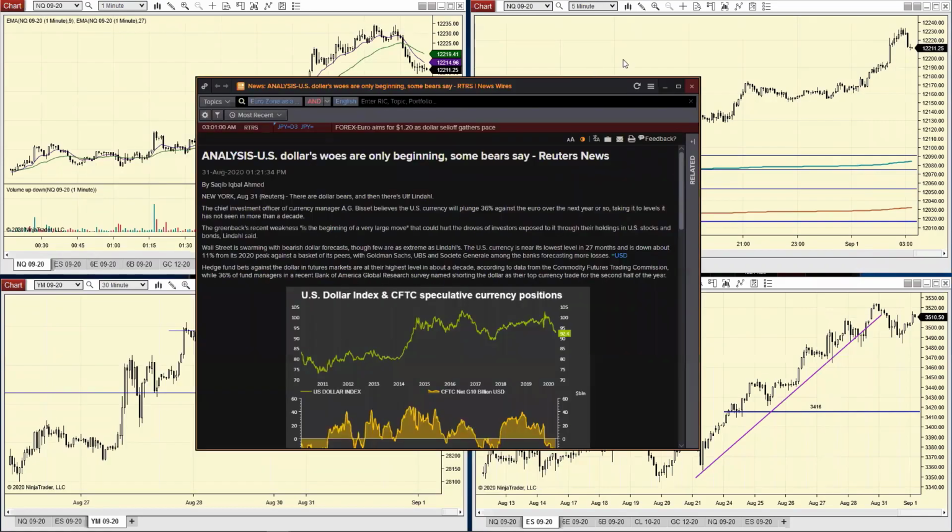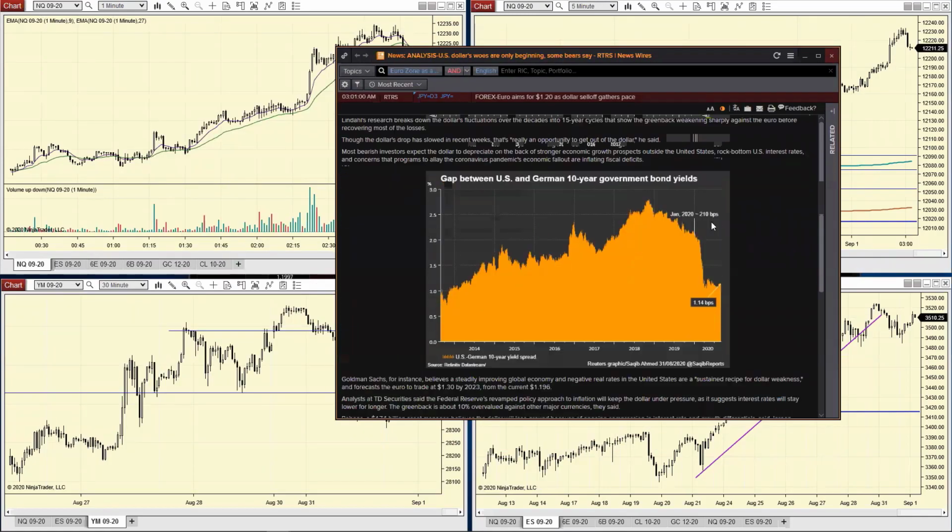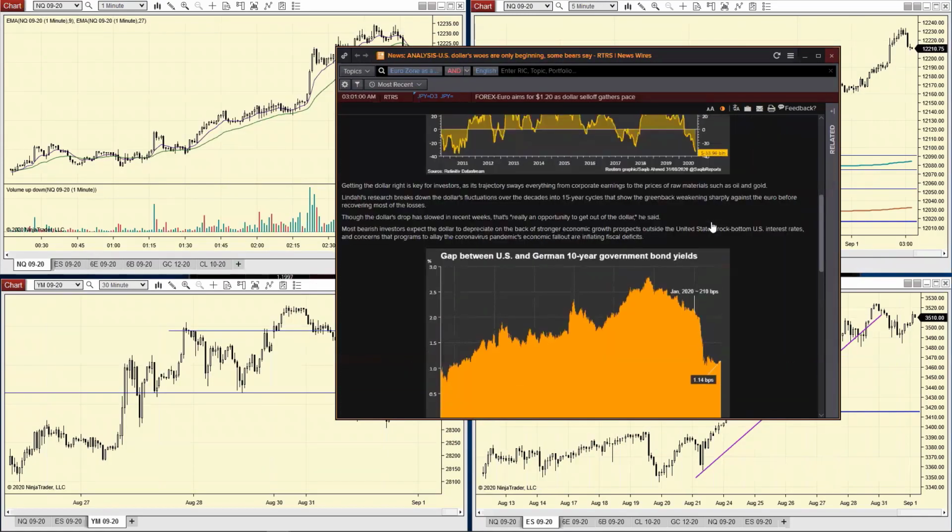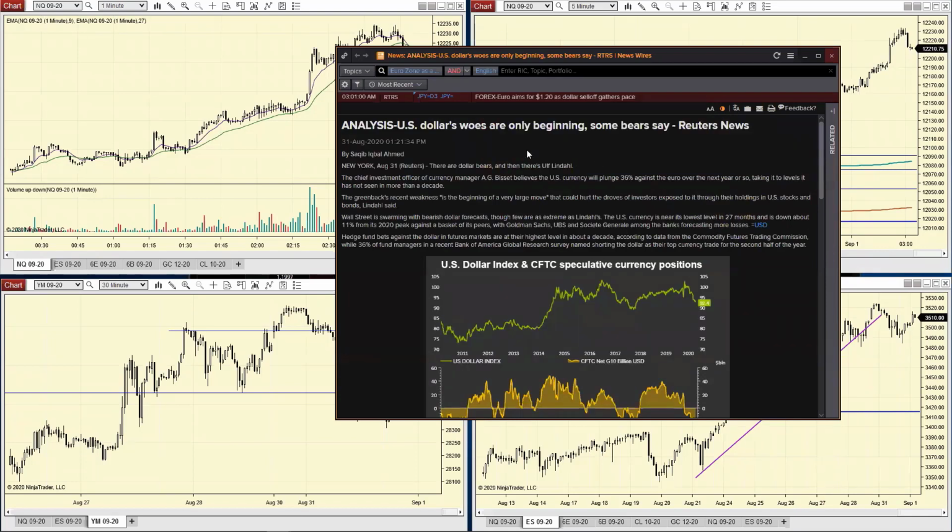And let's see here. This is just an overall look: the dollar woes are only beginning, say the bears. Let's see if I can share this story.